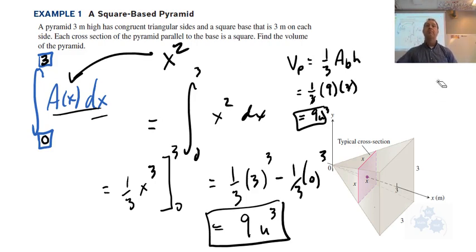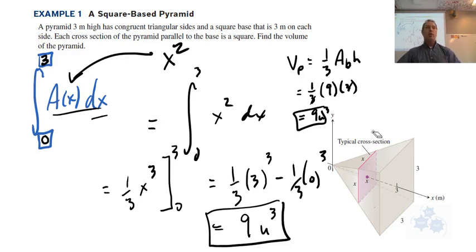So if you just know the function? Yeah, that's right, you have to know the function of the cross-sectional area in order to do this. If you don't know and you can't figure it out, then you can't do this.